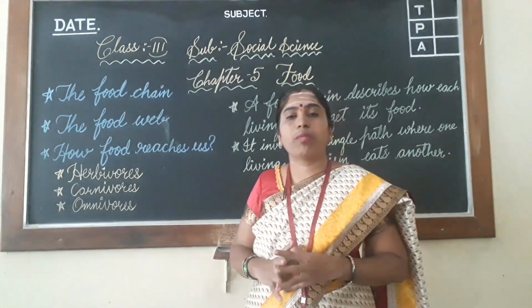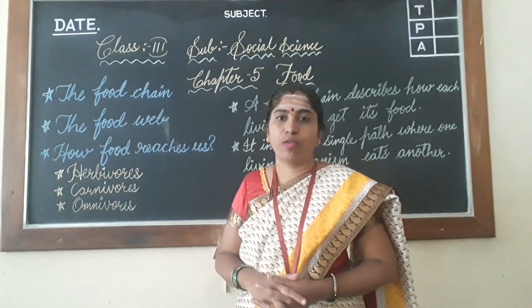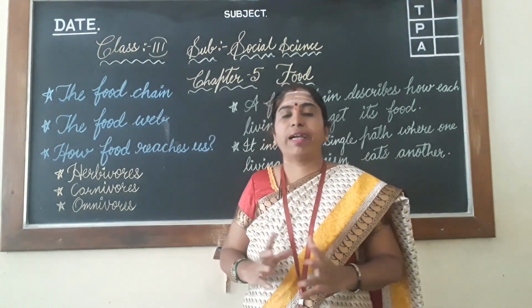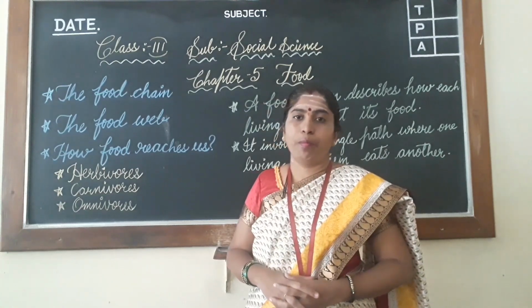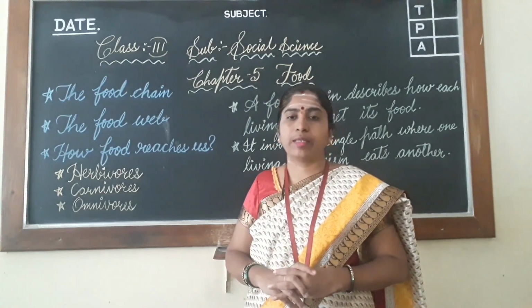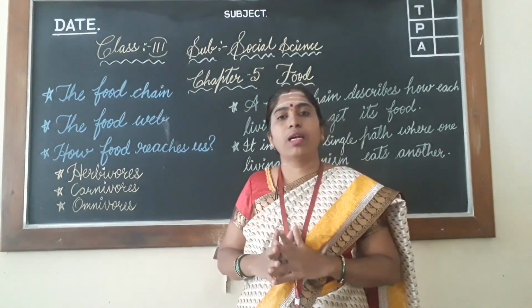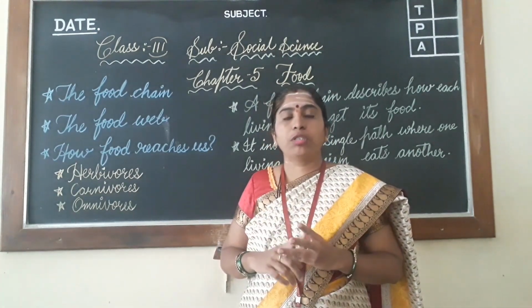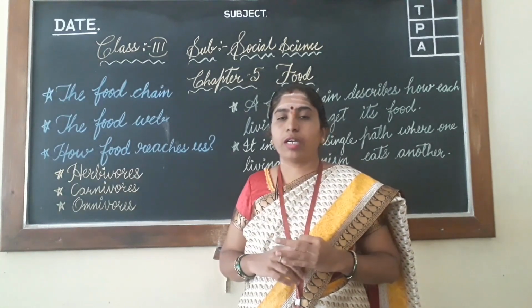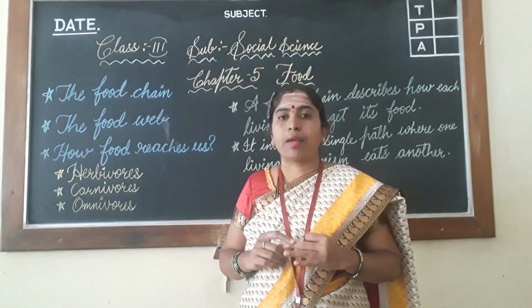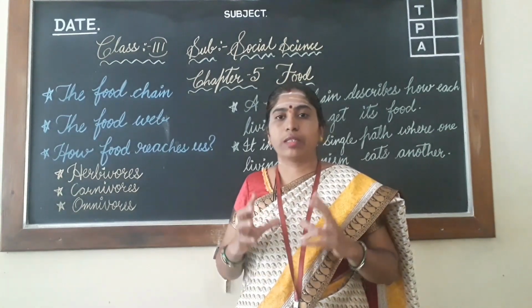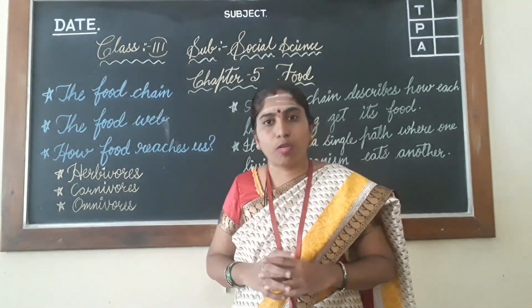Then next you learned about the sources of food. So which is the main source of food, children? Here you find that plant is the main source of food, isn't it? Then you learned about the process of photosynthesis, where plants use sunlight, water and carbon dioxide to make their own food, isn't it? That process is called photosynthesis.